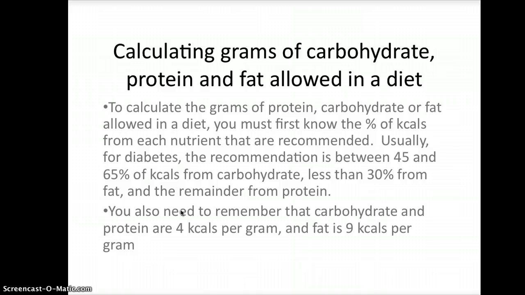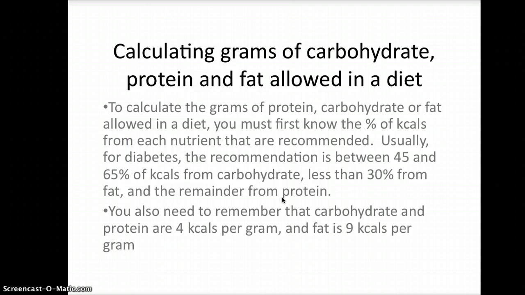the diet order first, i.e. you need to know the number of calories that are recommended, also the percent of calories from carbohydrate, percent of calories from fat, and percent of calories from protein. Typically for diabetic diets, the recommendation is between 45 and 65% of calories from carbohydrate, less than 30% from fat, and the remainder from protein.